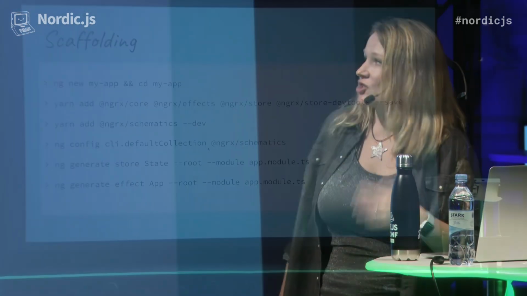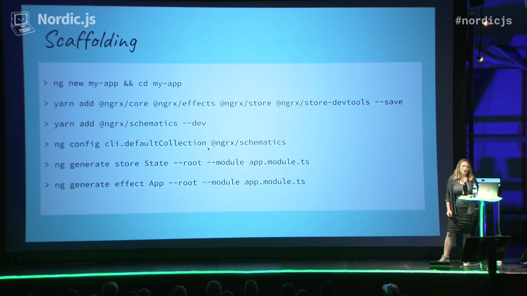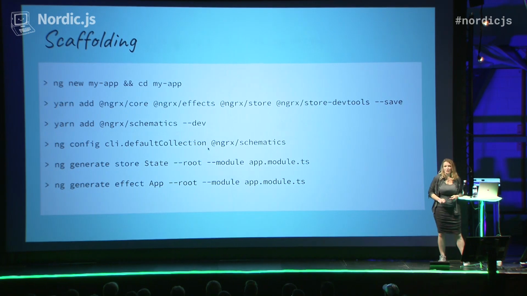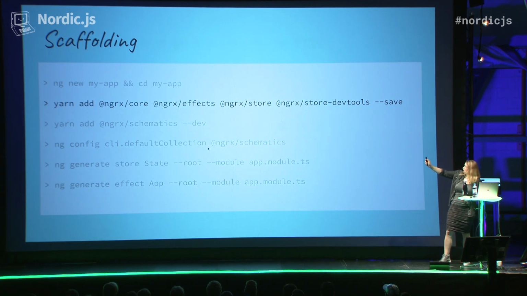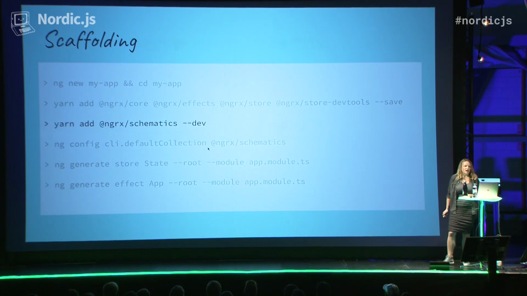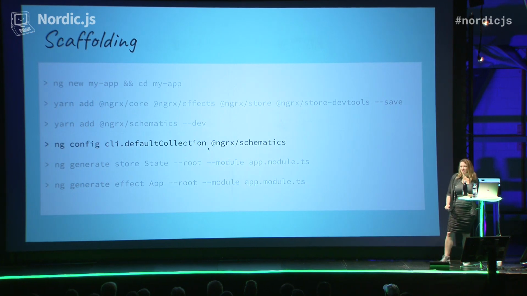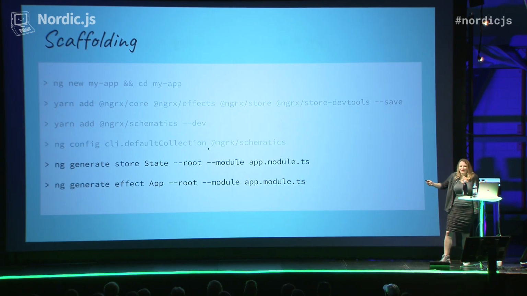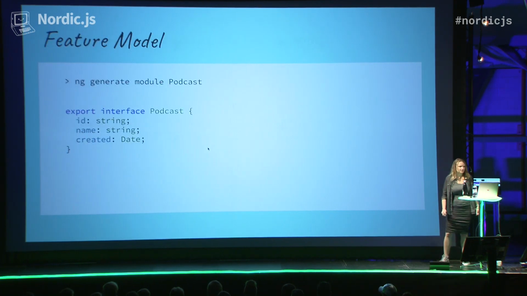So how do we then get started using Ngrx? We'll use the CLI to scaffold our application. We can go from newing up an app to hooking up our root state in a few short commands. We'll add Ngrx core, store DevTools and effects to our dependencies, and Ngrx schematics to our dev dependencies. Configure the CLI's default collection to Ngrx schematics, and then we can just generate our root store and effects with those schematics, and we're off to the races.